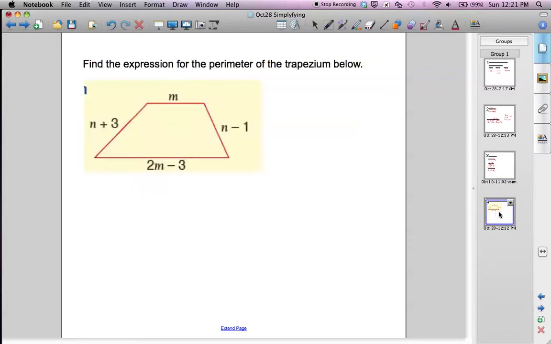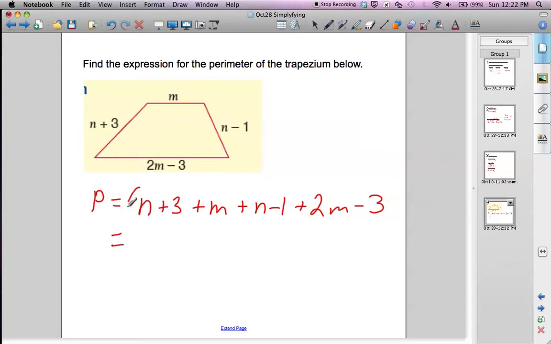One last problem. In this problem it says find the expression for the perimeter of the trapezium below. Okay, so in this one here we have all four sides of the trapezium. To get the perimeter, you just add up all the sides. So the perimeter is going to be equal to n plus 3 plus m plus n minus 1 plus 2m minus 3. And we can simplify this by adding here the like terms.